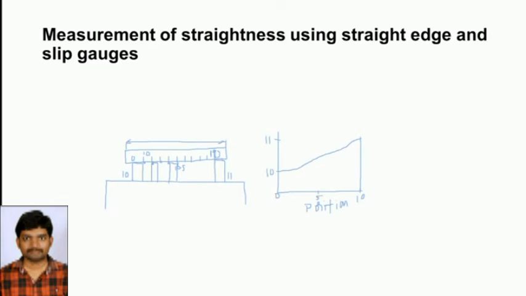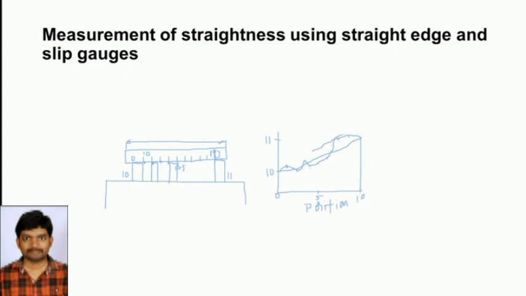Say this is 5. So at point number 1, say the height is 10.1, something like that. And here it is second point, third point, fourth point, fifth point, sixth, eighth, 9 and 10. This is 10th point. So if you join, then we get a line like this. Now we have to draw two lines, one passing through this peak and another one passing through this valley. So this gap gives us the straightness error of this particular edge.